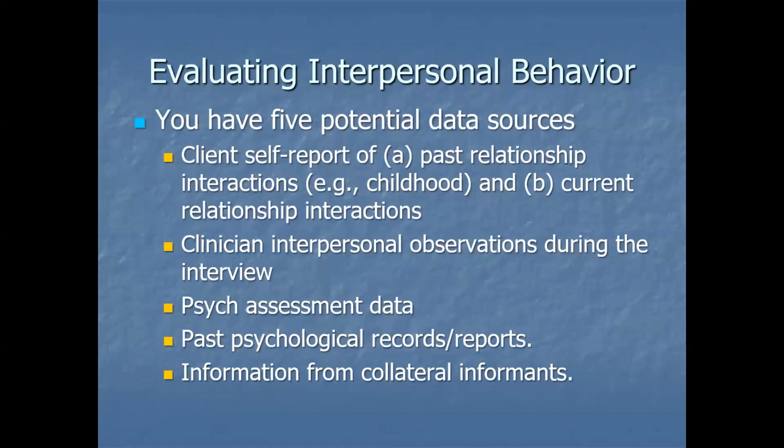You also have to evaluate interpersonal behavior. We're going to have five data sources that we can get this from. We've talked about the client self-report. There's also our observations during the interview, any assessments that you use, such as the ones that you'll be presenting on, any past psychological records or reports, and information from collateral informants. So if they provided consent to have their significant other talk, or a parent or a sibling or a friend, those are all part of collateral informants.